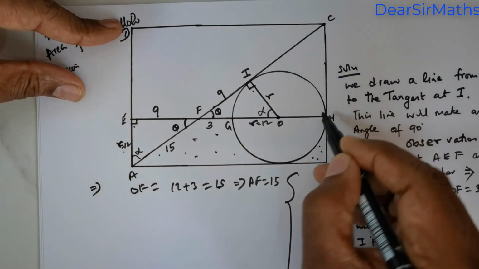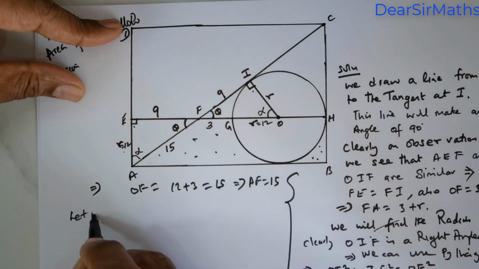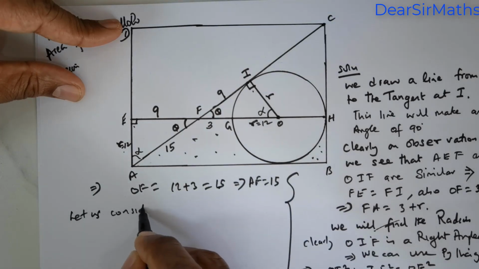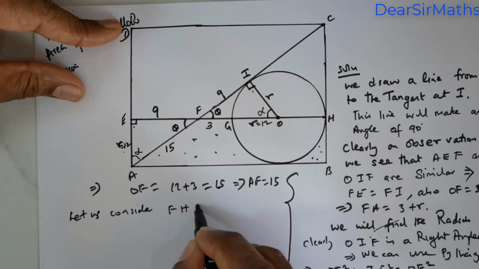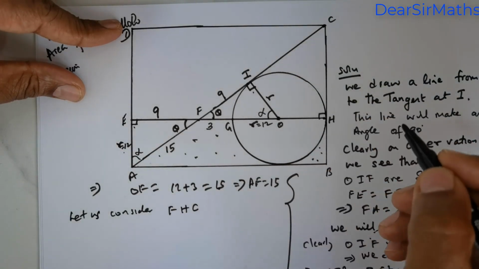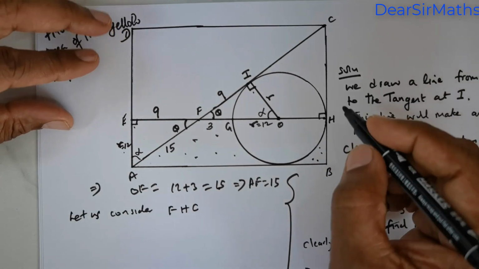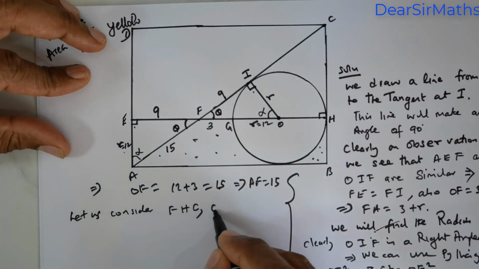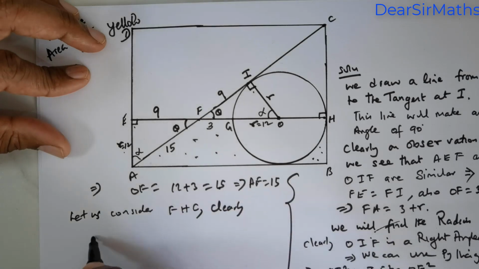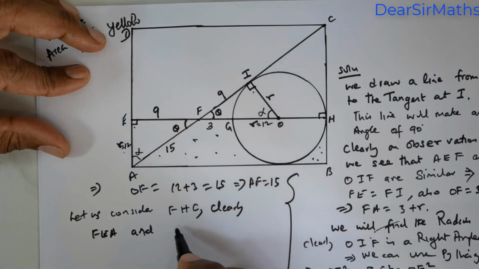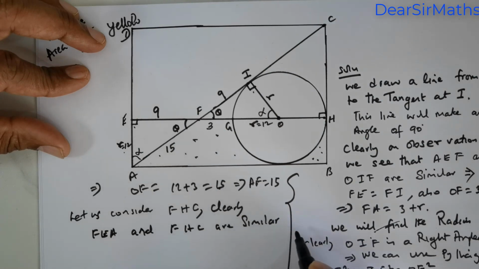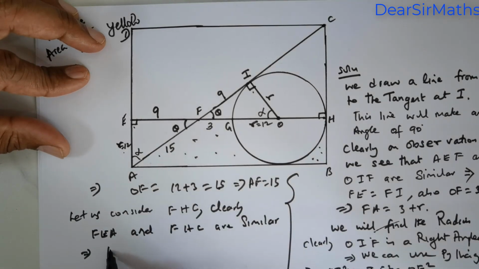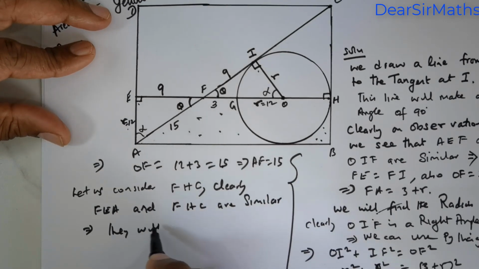Let us consider FHC. Now this is going to be 90 degrees. Excuse me. And because this is 90, this is theta. Clearly, FEA and FHC are similar. So this would mean they will share an aspect ratio.